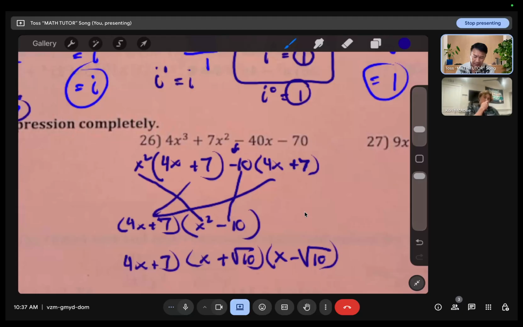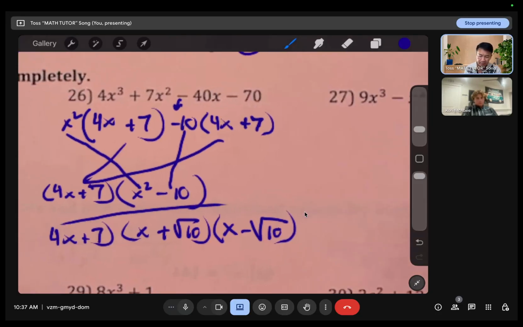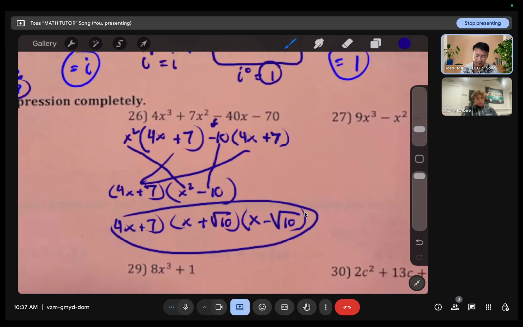If you FOIL it, the outer and inner cancel, and the last, root 10 times root 10, is 10, or root 100, but then root 100 is 10, but it's a minus. So this is actually continuable. Your teacher may actually try to mess with you here. But I think your teacher will accept the answer being just that. So it's up to you.